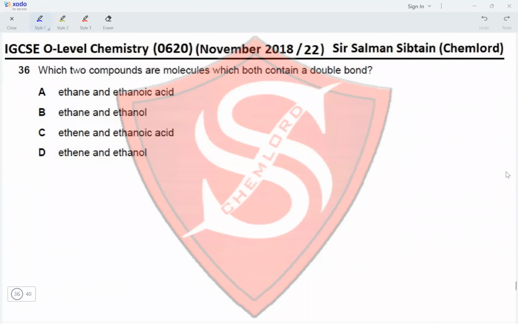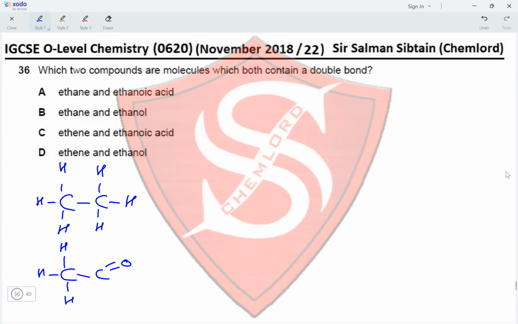Question 36. Which two compounds are molecules which both contain a double bond? Ethane is C2H6 containing all single bonds. Next is ethanoic acid. Ethanoic acid is CH3COOH. So the one containing a double bond is ethanoic acid and not ethane. Next is ethane, which is incorrect, and ethanol. Ethanol is CH3OH. So there is no double bond in ethanol as well.